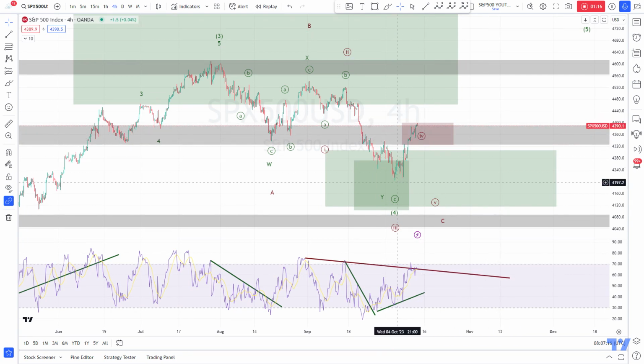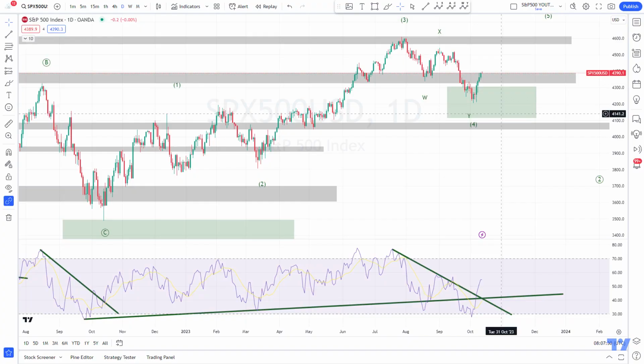However, also in the other scenario here as a WXY, where the low is in here as a wave 4, I would soon expect a reversal, a corrective move down, I would say.